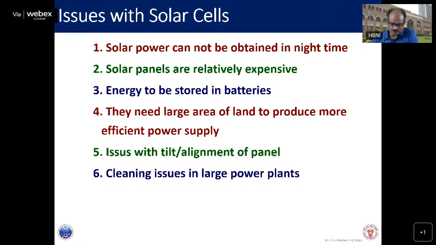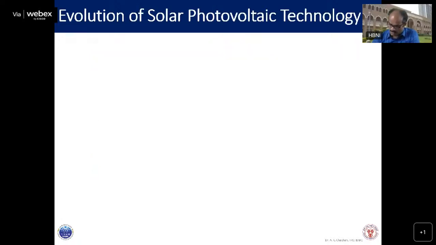Then there are cleaning issues also. If there are large power plants where several thousand solar panels are fixed, then usually these are in the desert areas, and there are a lot of cleaning issues. It is very difficult to clean because dust falls on the panels, and the energy conversion becomes less efficient.